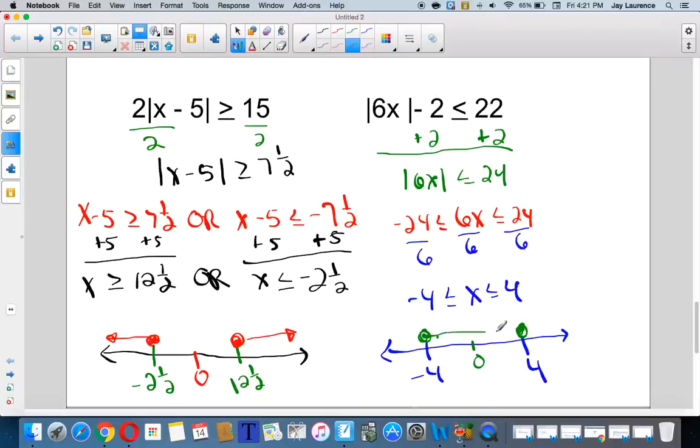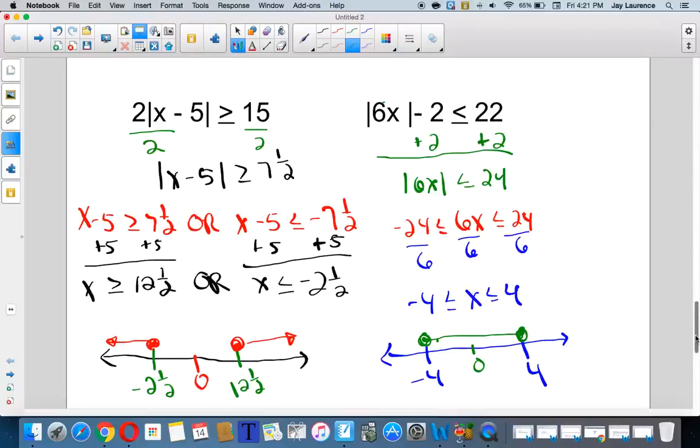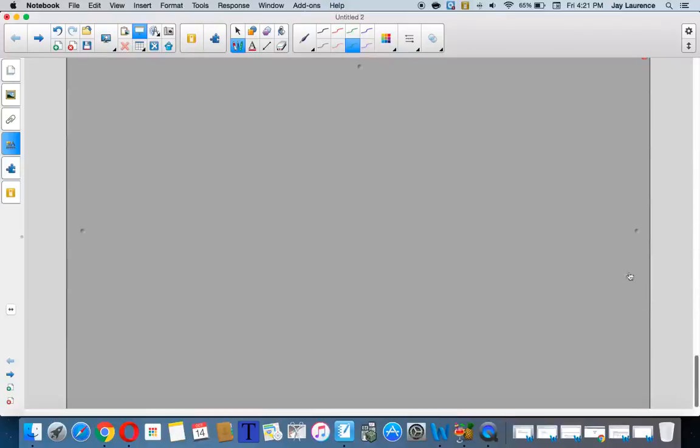But you know what? I'm feeling a little insecure, so I'm going to stick 10 in. 10 is not in my shaded region. So 6 times 10 is 60. Absolute value is 60. 60 minus 2, 58. Is 58 less than or equal to 22? Of course not, silly goose. It's not true. Okay, so let's come on over here.